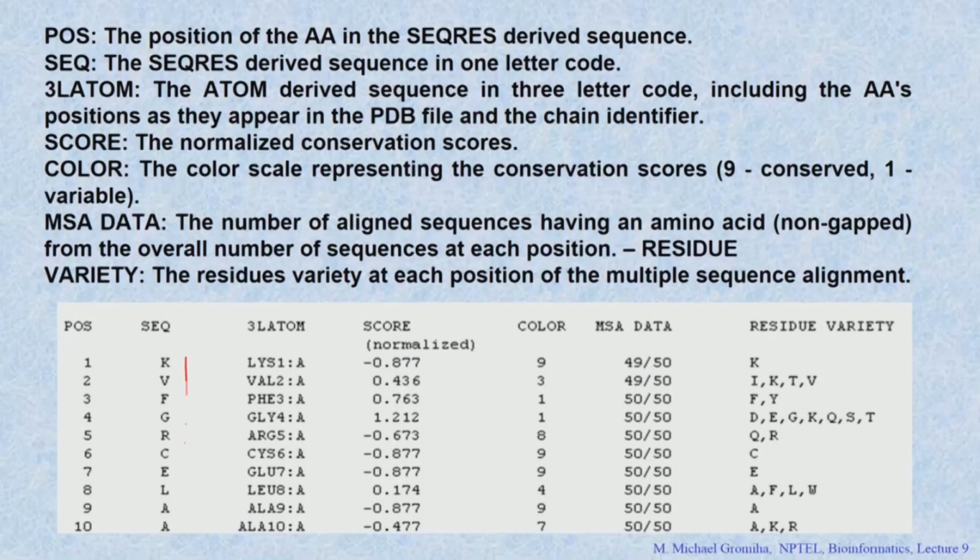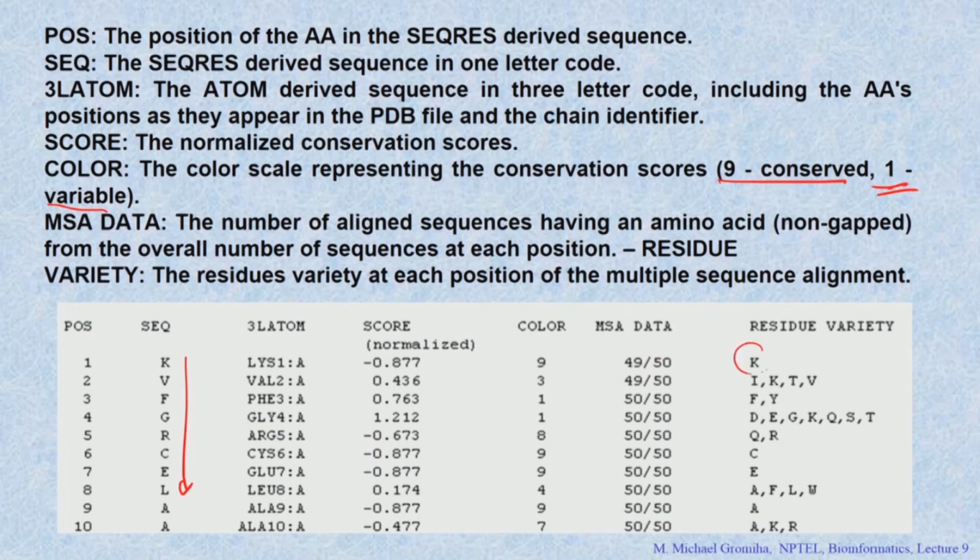Okay, here this is your sequence. Here this is the atom in the PDB file and this is the normalized score, and here they give the color code. So, in the color code they put the conservation as 9 and variable as 1. So, numbers vary from 1 to 9, 9 is for conserved and 1 is for variable. This is the position in the derived sequence. So, you can see the data.